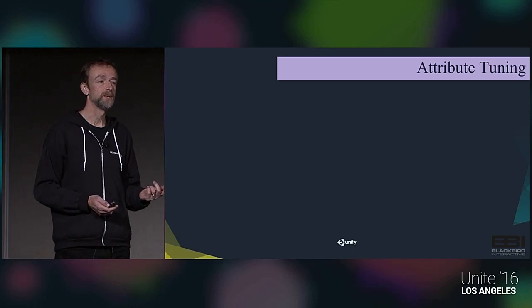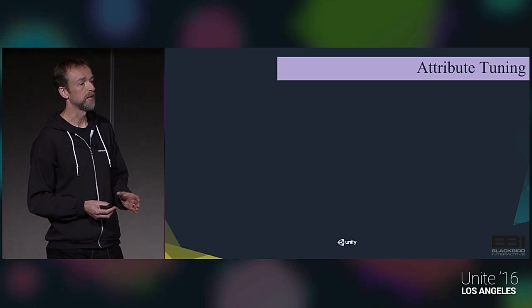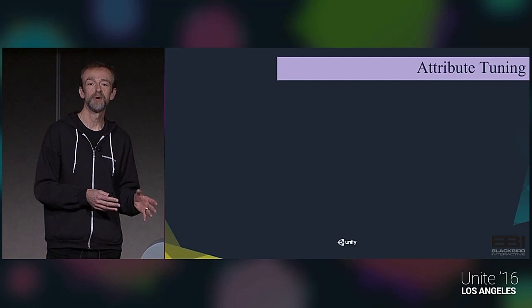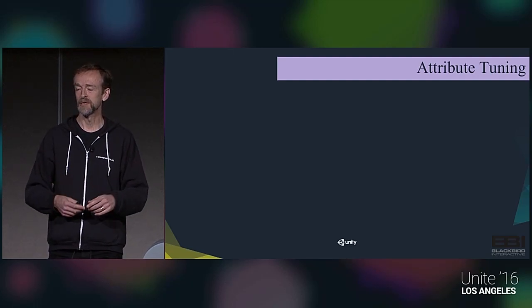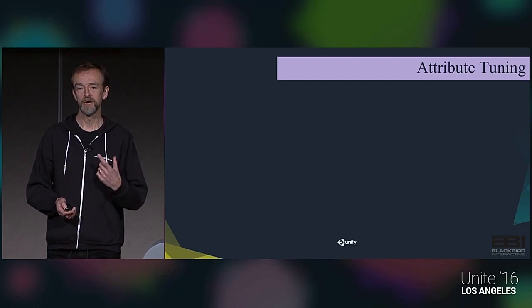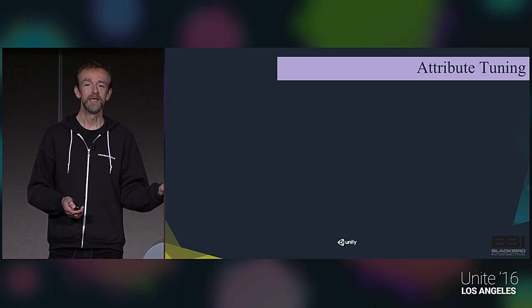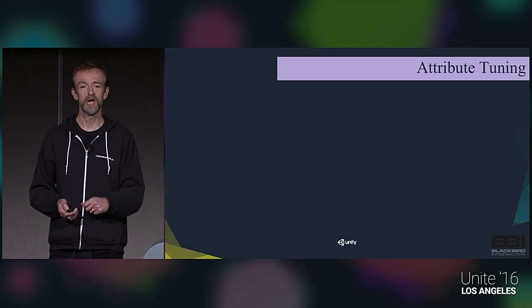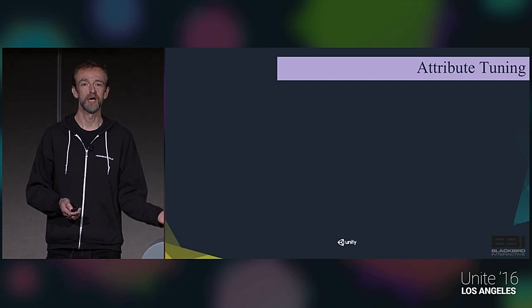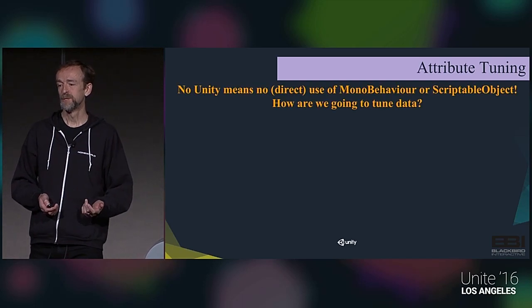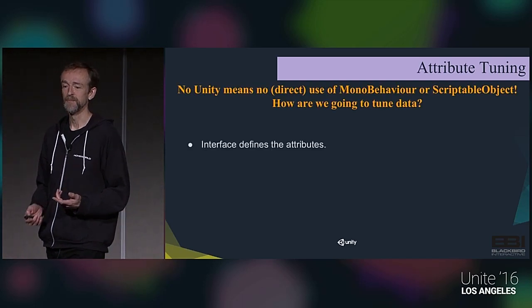Another issue we ran into was attribute tuning. RTS games have tons of units with tons of properties, and designers like to mess with those all the time. And because our simulation isn't using any Unity objects, we can't pass it a MonoBehaviour. We can't pass it a ScriptableObject. So how are we going to get tuned data into the sim?